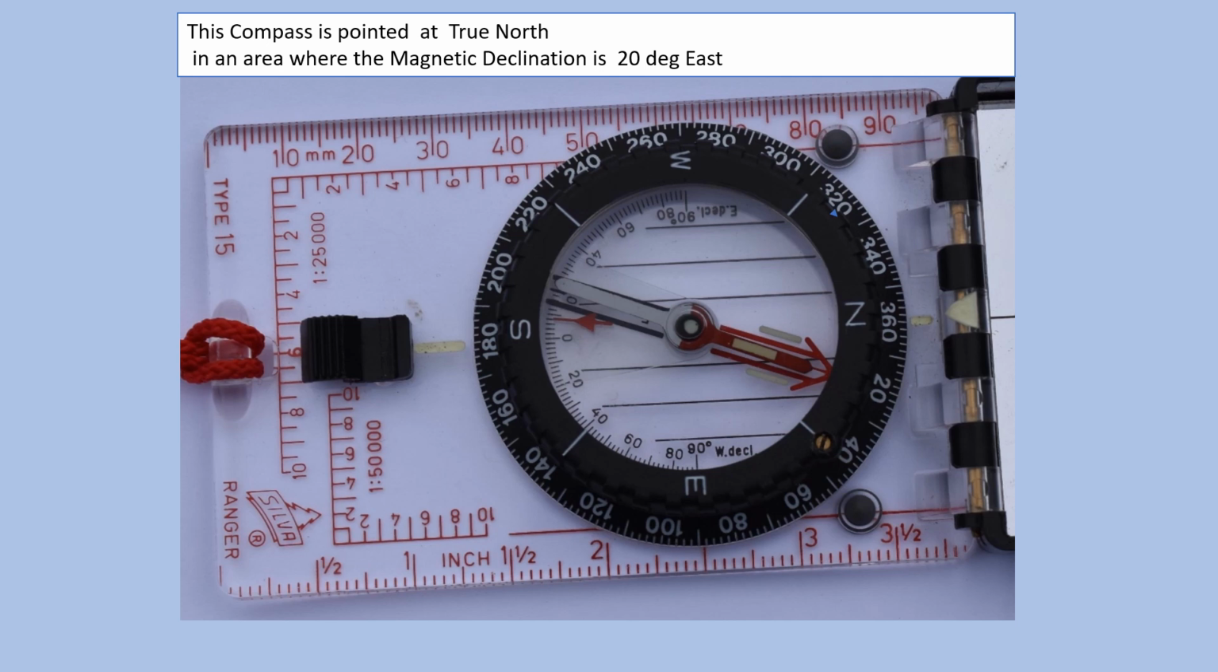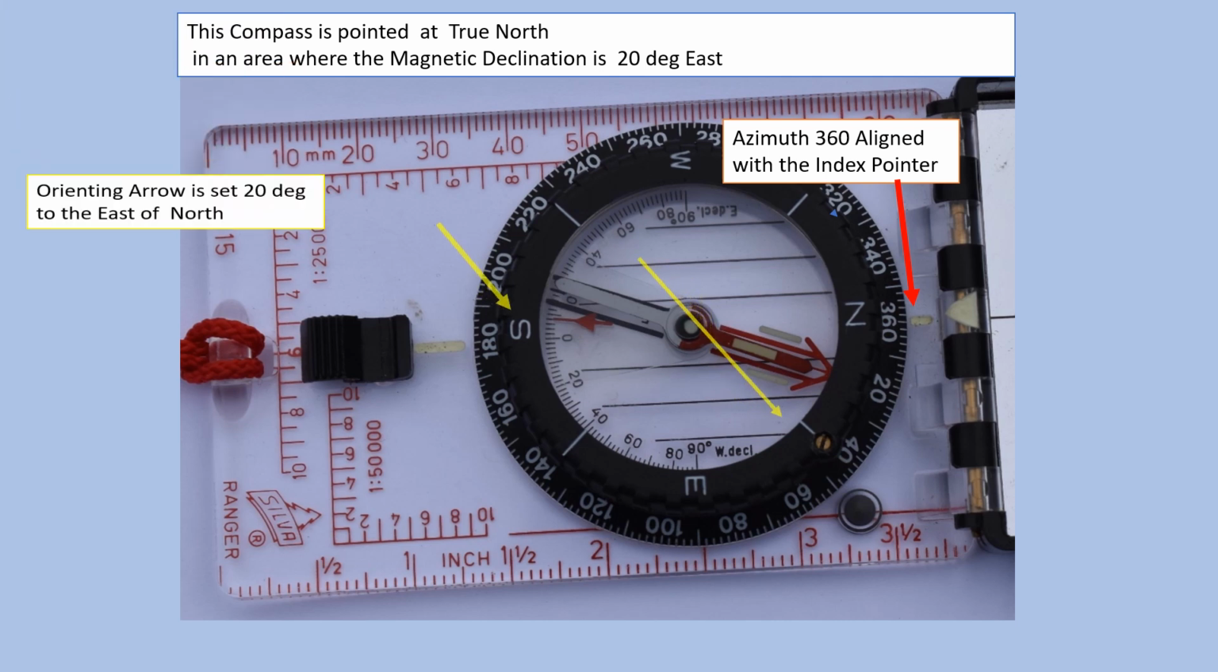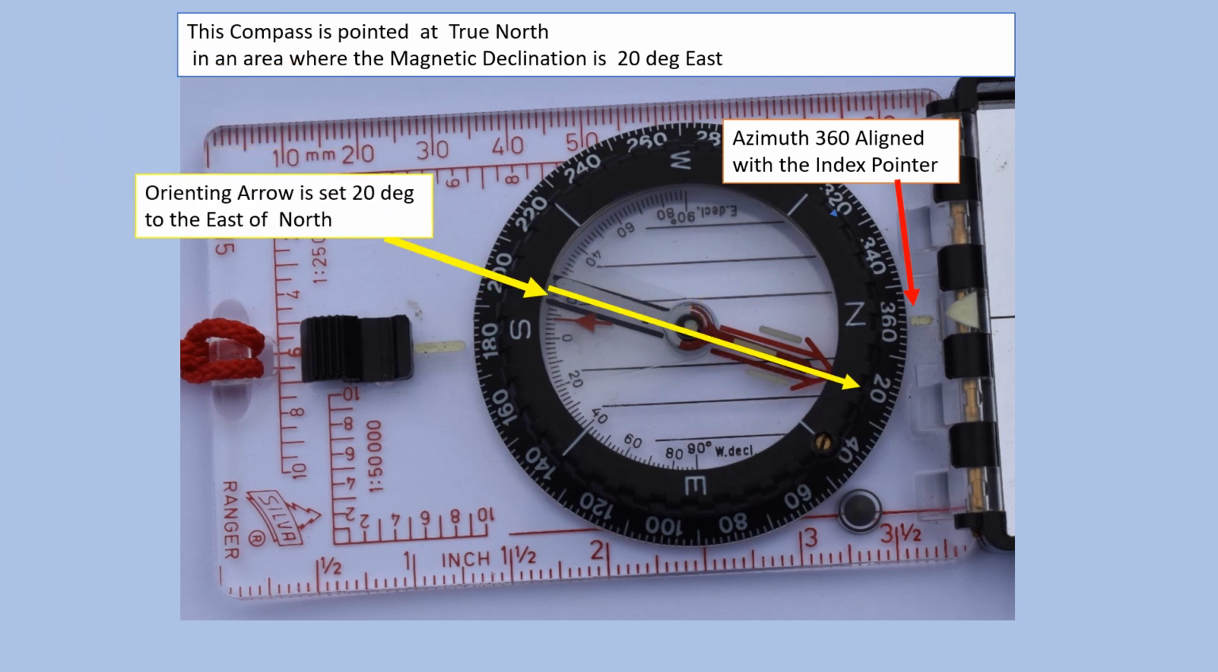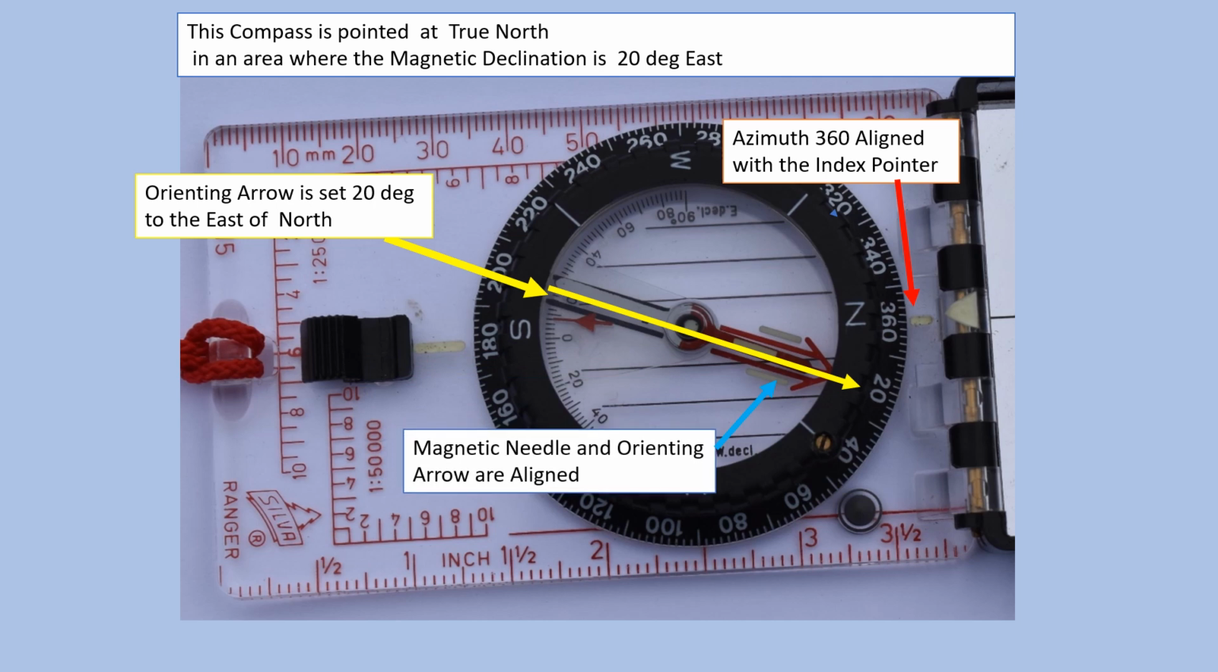This compass is pointed at true north in an area where the magnetic declination is 20 degrees east. Azimuth of 360 is aligned with the index pointer. The orienting arrow is set 20 degrees to the east of north, and the magnetic needle and orienting arrow are aligned. Box the needle.